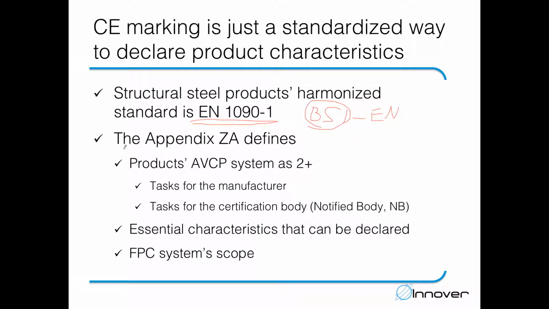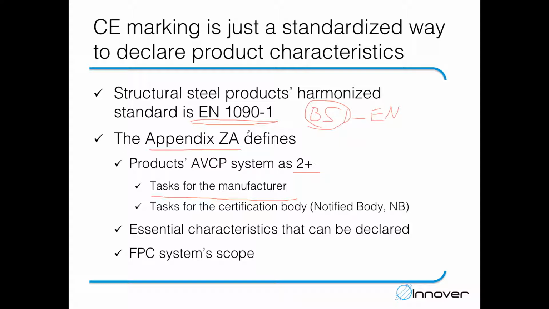And if you remember from the last lecture, the key in the harmonized standard is always the appendix CA. And in this case, we're going to take a quick look at where it says some of the key things, but here I'm just going to say to you that the product's attestation of conformity system is 2+. That means that there are tasks for the manufacturer, and that there are also tasks that are given to a certification body, or in this case, notified body.